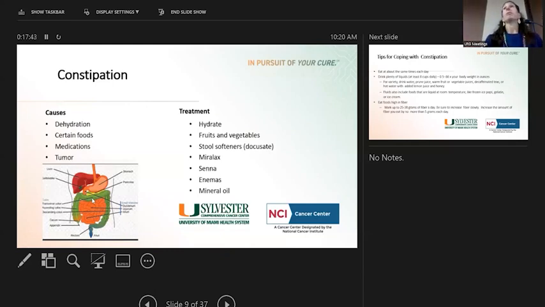So how do you treat it? Hydration. If you're dehydrated, it's very hard to have a bowel movement. Okay, so water is key.